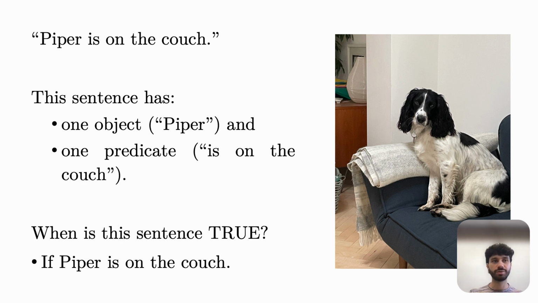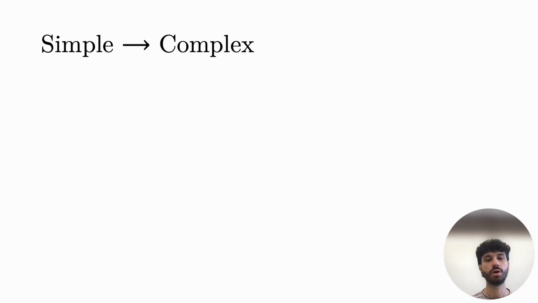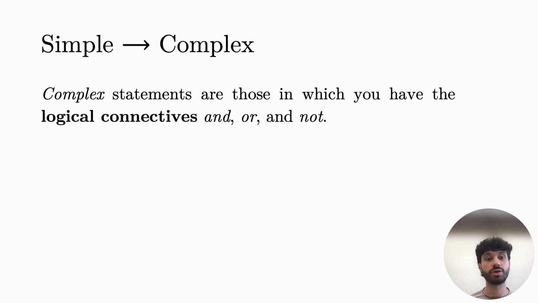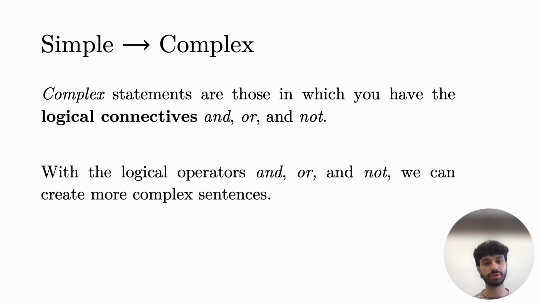But most, or at least a lot of sentences that we care about, they're a little bit more complicated. Okay, let's move from simple to complex statements. Complex statements are those statements in which you have the logical connectives and, or, and not. And with these logical operators, and, or, and not, we can create more complex sentences. In other words, we can make the language more interesting, and we can, importantly, make the language more expressive. We can say more things with it. The problem is that determining the truth value, as we'll see, of a complex statement is considerably more tricky.